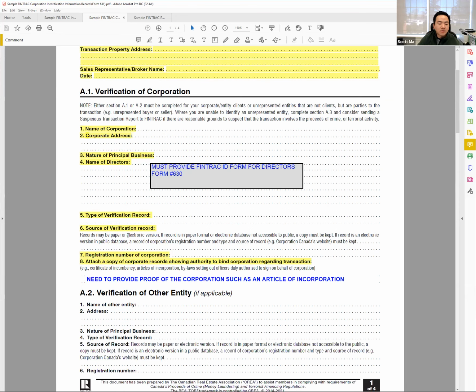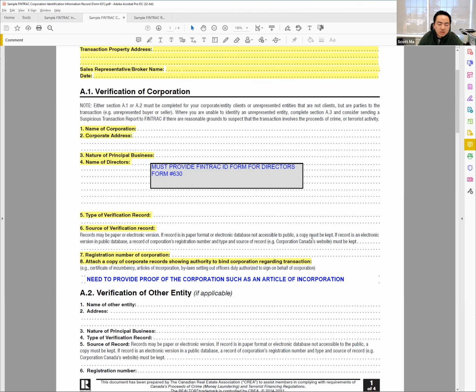And then for the verification record for that corporation, usually it will be a certificate of existence for the corporation, their articles and bylaws. You need their registration number. If they're an Ontario corporation or a federal corporation, you can get all this information from your client.